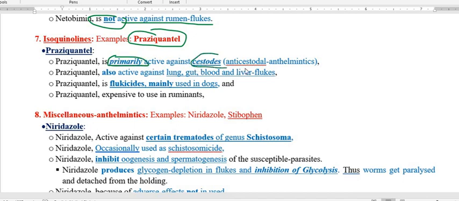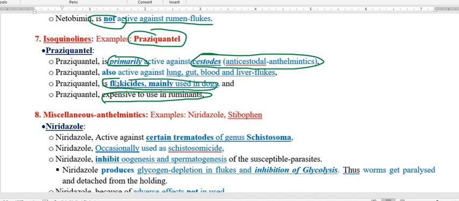We generally don't prefer to use praziquantel under the isoquinolines as an antitrematodal, because of its cost, it is expensive in nature, particularly for ruminants. But if required, you may use it against flukes in dogs. Praziquantel is also active against lung fluke, gut, blood, and liver fluke. So this is all about praziquantel.